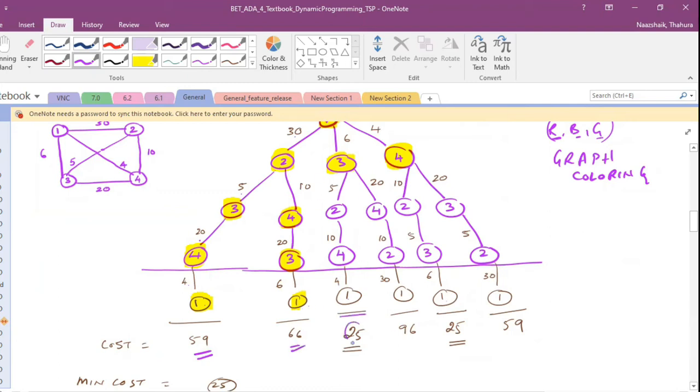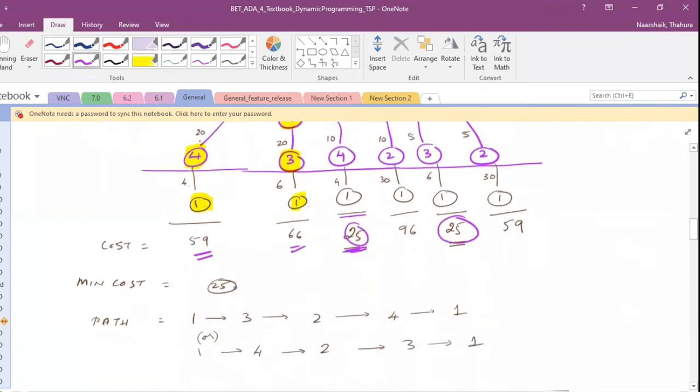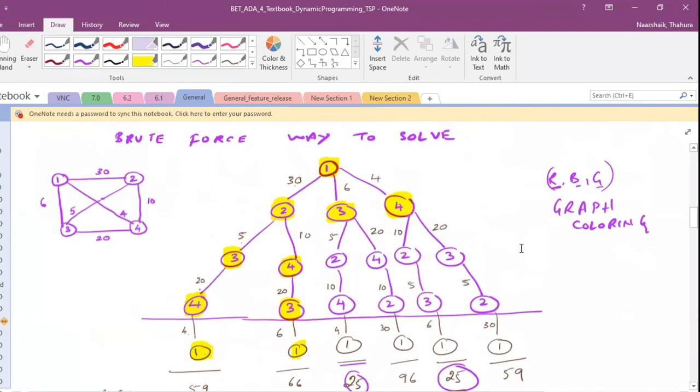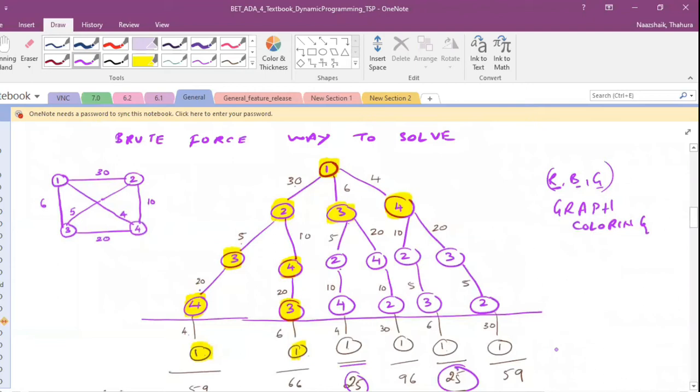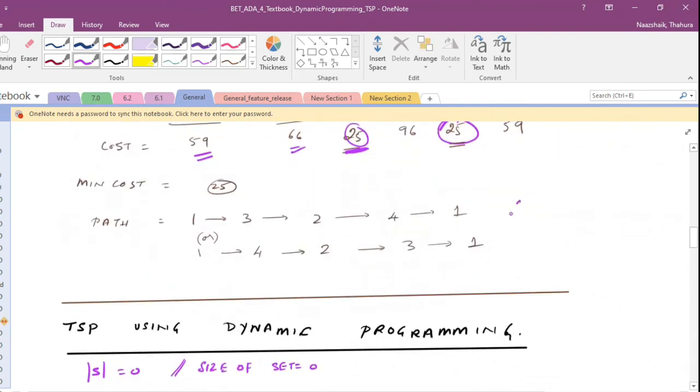So you do all of this, you get some cost. And we realize that out of this, 25 is the minimum. And you see you have 25 twice. So there are 2 possible optimal solutions for this problem, right? So if you pick this 25, you can come up with the path. The path is what? 1 to 3, 3 to 2, 2 to 4, 4 to 1. And if you pick this 25, your path is 1 to 4, 4 to 2, 2 to 3, and 3 to 1. Both are okay. Both are possible. And both give you the cost of 25 only. Okay. So this is the graph way of solving the problem. Now let us see how we can do it using dynamic programming.